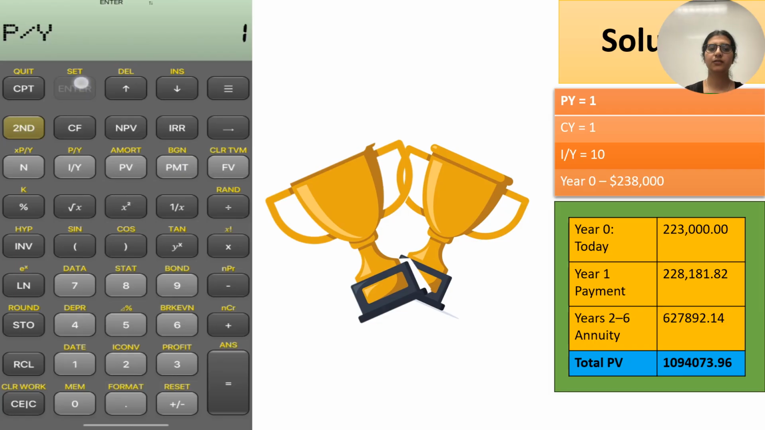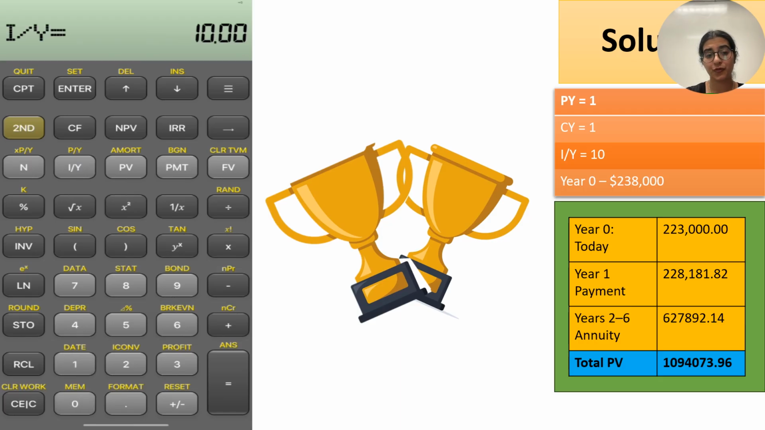We were tasked with the goal of finding the total present value of a $1,400,000 prize that is paid in three amounts: year 0, year 1, and year 2 to 6, which is the same amount in all those years according to the timeline I discussed in the previous slide.